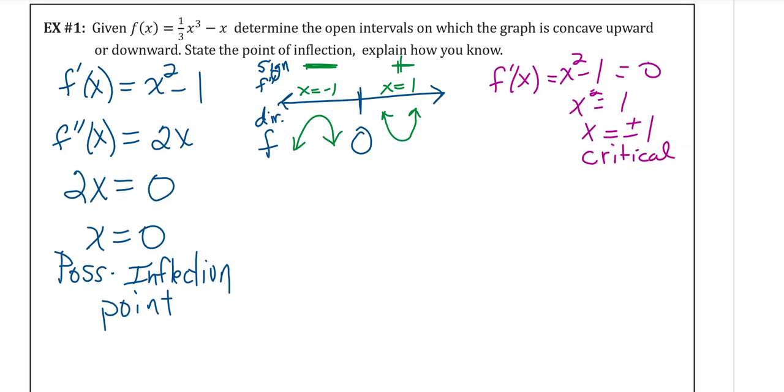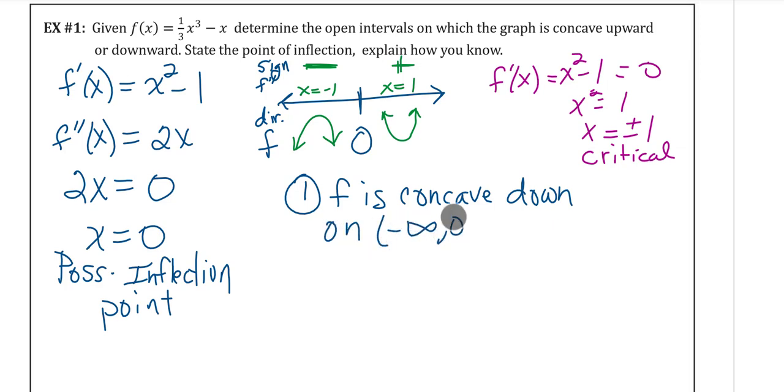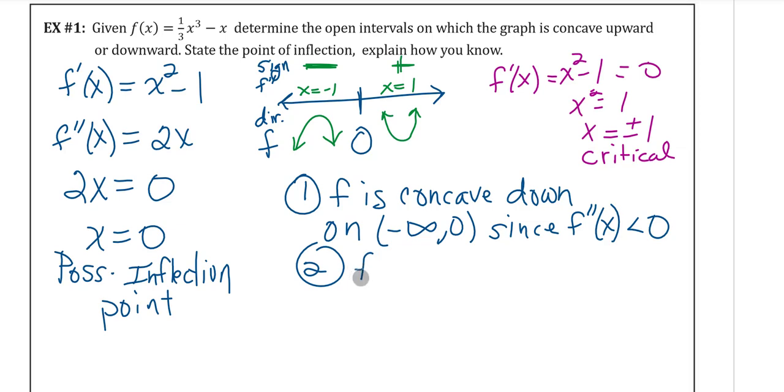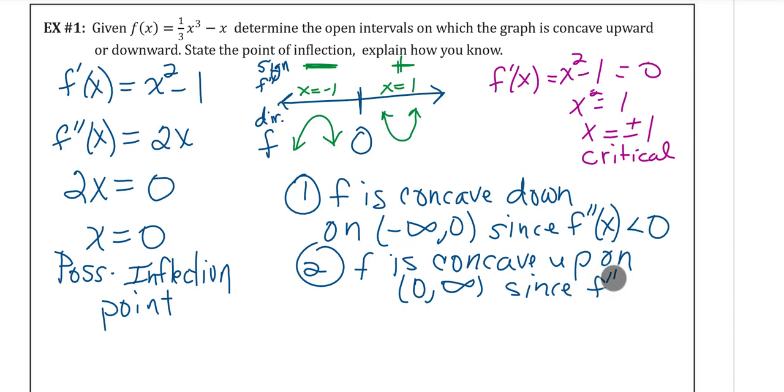We can say that f is concave down on -infinity to 0, since our second derivative is less than 0. Our other conclusion: f is concave up on 0 to infinity, since our second derivative is positive. Our third conclusion is that we can say that x equals 0 is an inflection point.